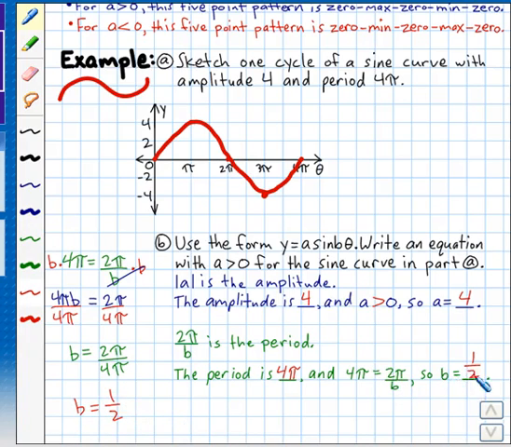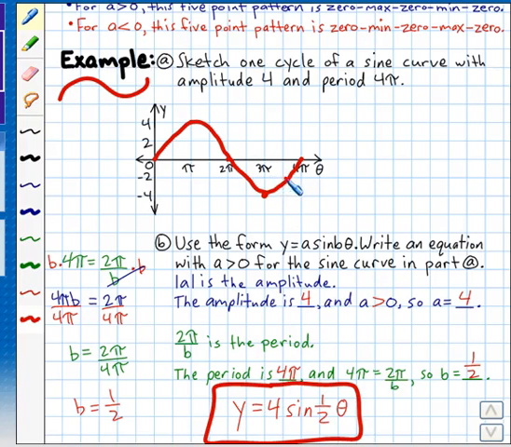So now we have the value of b and the value of a, and we're ready to write our sine function. Remember, we want to write it in the form y equals a times sine of b times theta. So we'll have y equals 4 times sine of 1/2 theta. And there you go. We're all set with part B of this example.